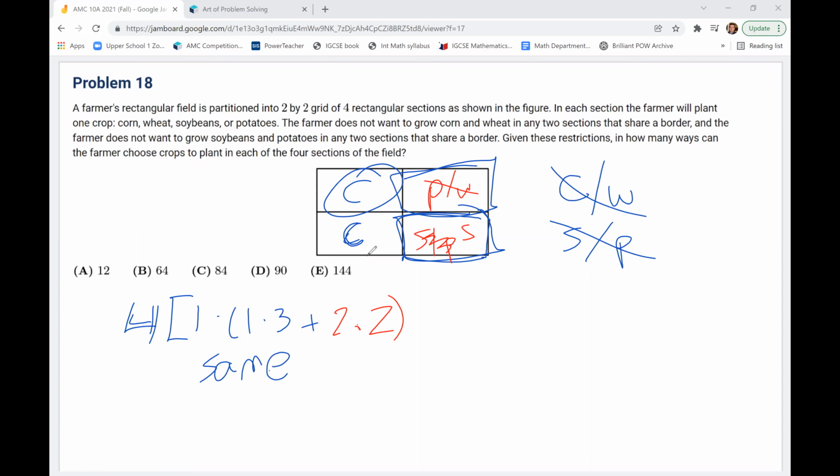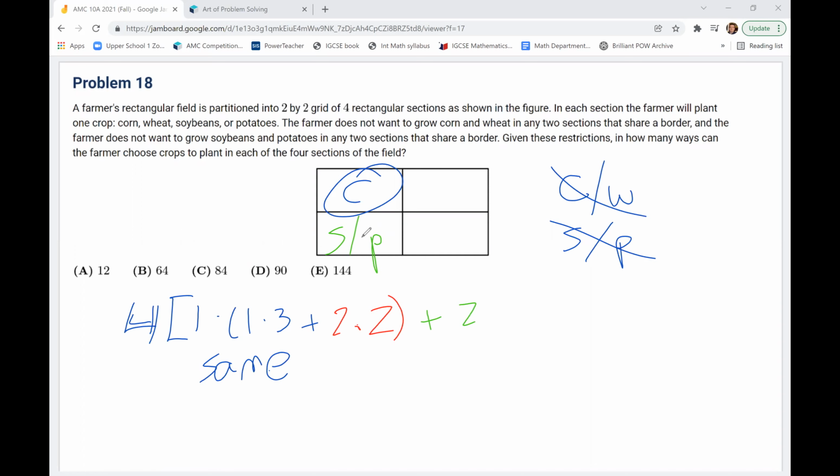So those are all the cases where this is the same as the one above it, right? So now let's look at situations where it's not the same, because either it's the same or it's not. So we know that we're counting all possible cases. So let's say this is not the same. Well, it can't be wheat, so it has to either be soybeans or potatoes. So that's two possibilities, right?